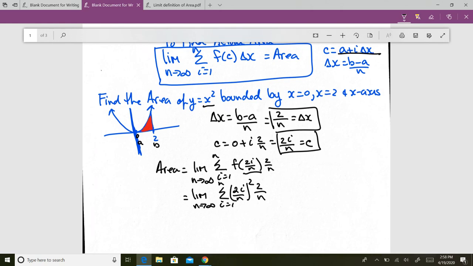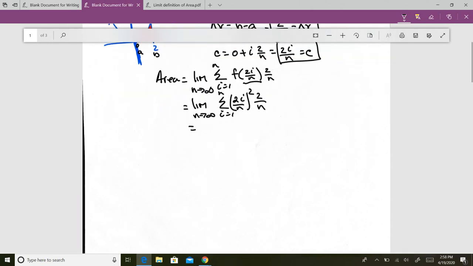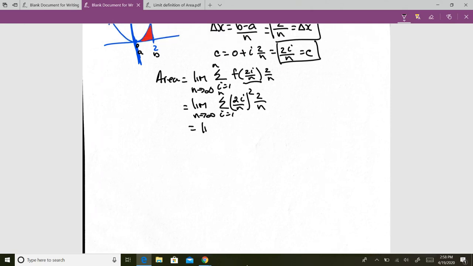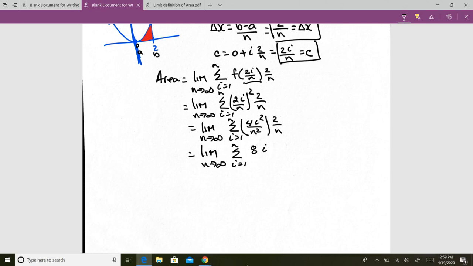Okay. And then we just start crunching the numbers. So 2 squared, i squared, n squared. So I'm going to get the limit as n goes to infinity of the sum i is equal to 1 to n of 4 i squared over n squared times 2 over n, which becomes 2 times 4 is 8 i squared over n cubed.